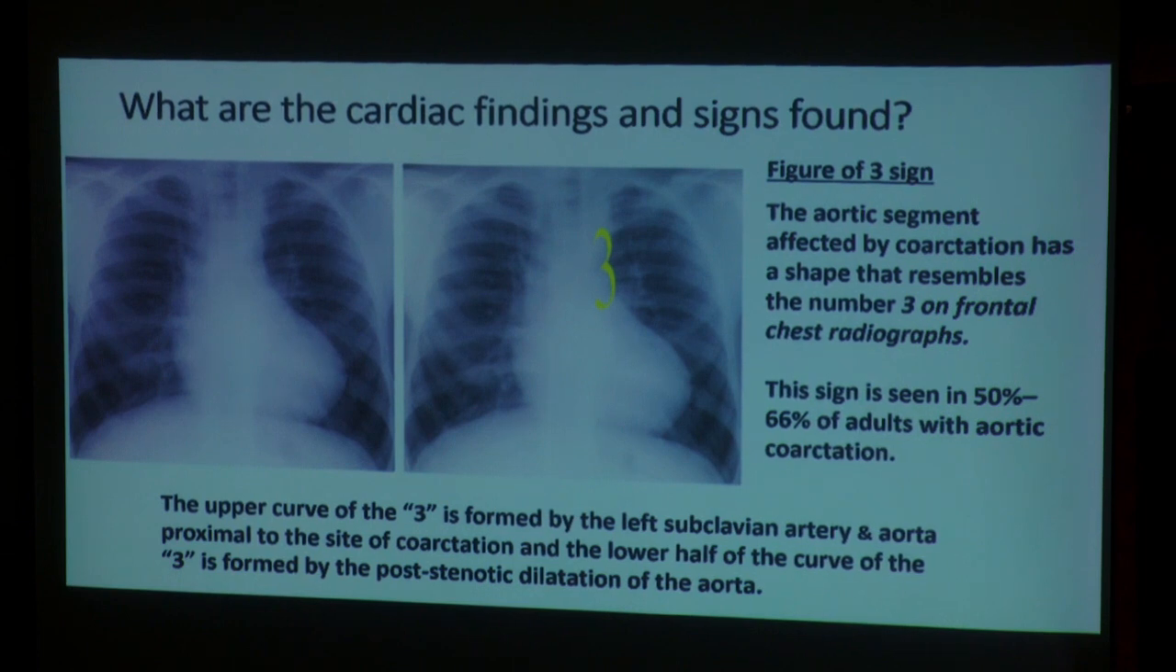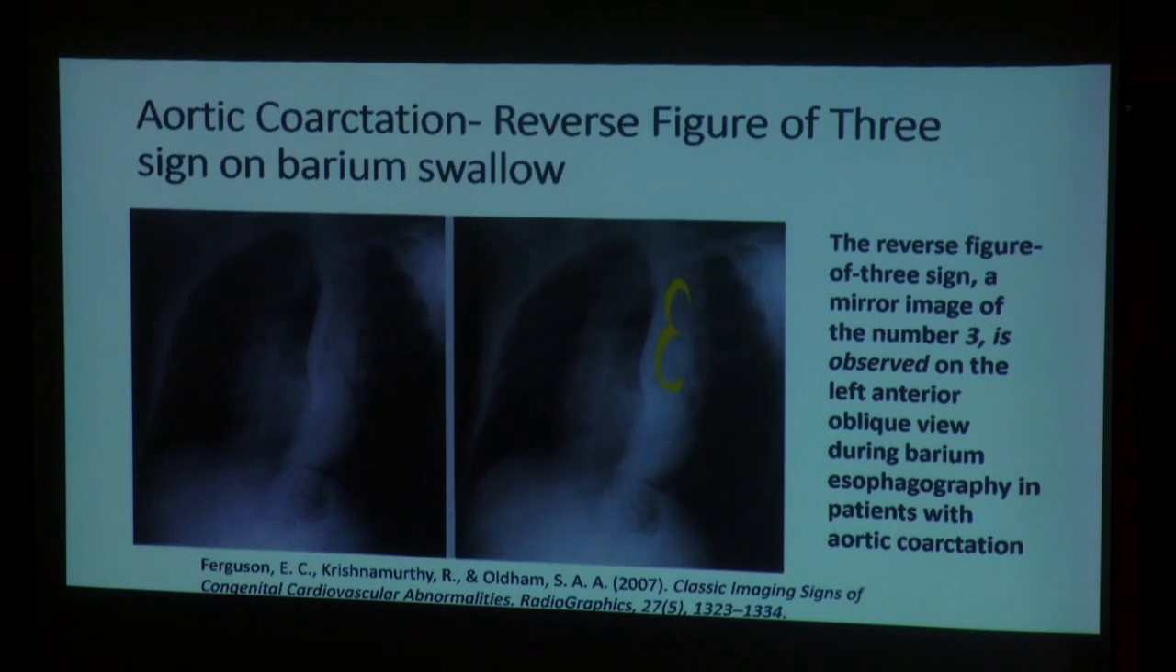And what are the other findings seen? Is there any other finding? What else do you expect? Okay, this is a barium left anterior oblique view. What do you expect to see on this? We see a reverse figure of 3 on this.